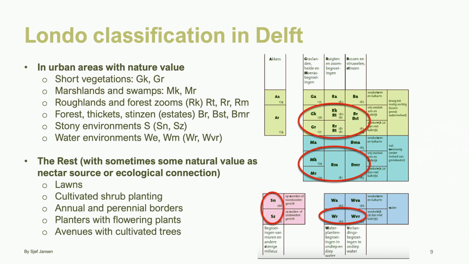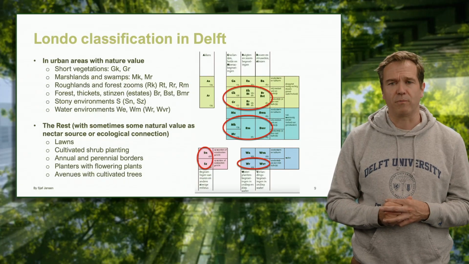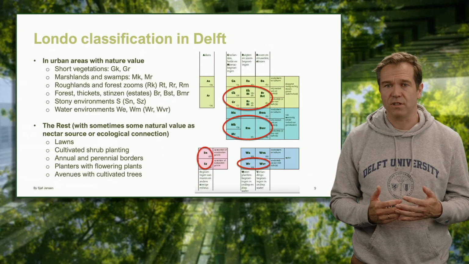Also take note of the so-called rest, as they also can have some natural value for nectar or as an ecological connection. Think of lawns, cultivated shrub planting, annuals and perennial borders, planters with flowering plants, and avenues with cultivated trees.